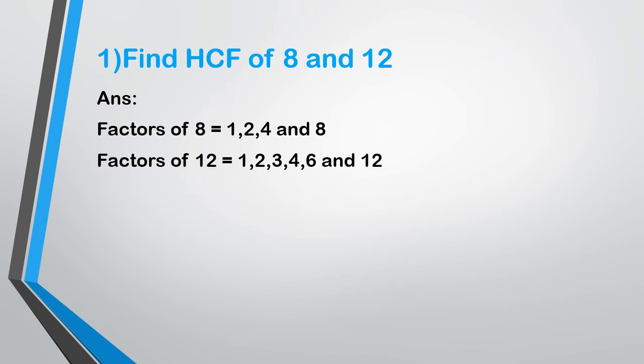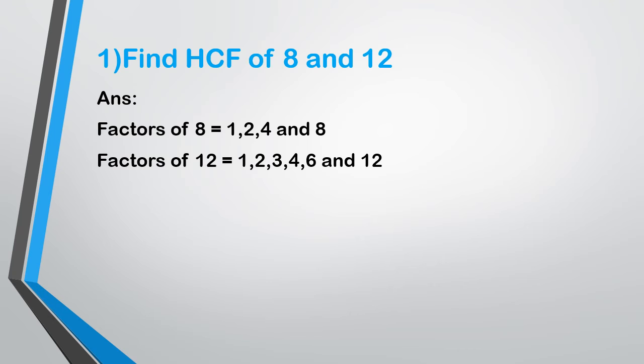Factors of 12: 12 comes in the 1 table, 1 12 is 12. 12 comes in the 2 table, 2 6s are 12. Then 12 comes in the 3 table also, 3 4s are 12. Then 12 comes in the 4 table also, 4 3s are 12. 12 doesn't come in the 5 table, so you have to leave it. Then 12 comes in the 6 table, 6 2s are 12. And 12 comes in the 12 table, 12 1s are 12. Okay, so these all are the factors of 8 and 12.